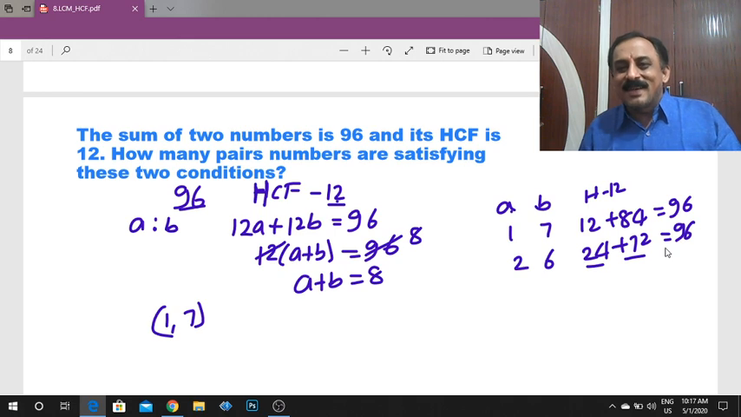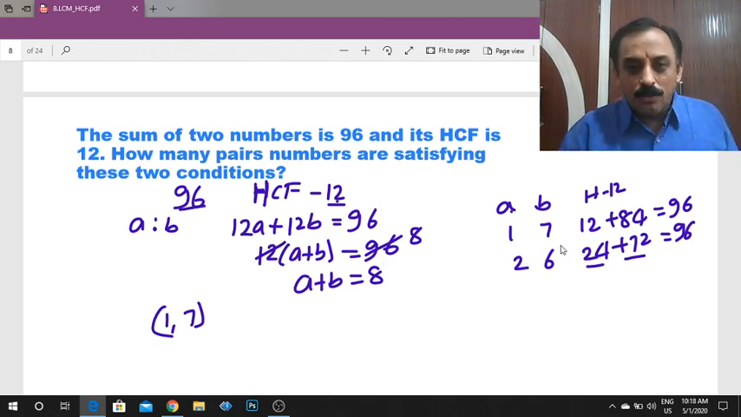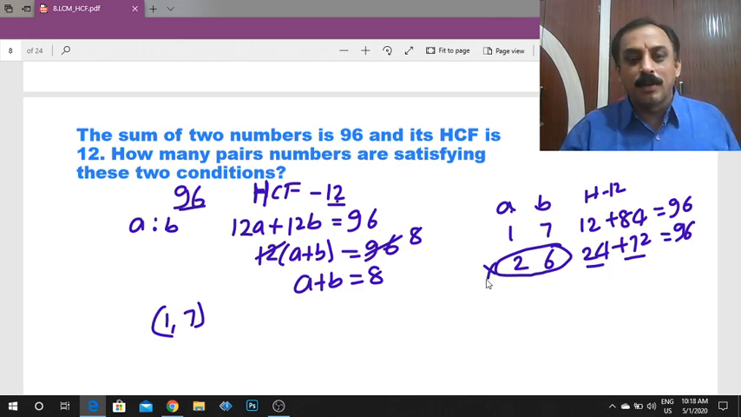Both the numbers are exactly divisible by 24. 24 once 24, 24 threes 72. Therefore, the HCF of 24 and 72 is 24. That's why please don't take this pair. The reason is these two numbers are not co-prime numbers. So A and B should be co-prime numbers. So take 1 and 7, don't take 2 and 6.